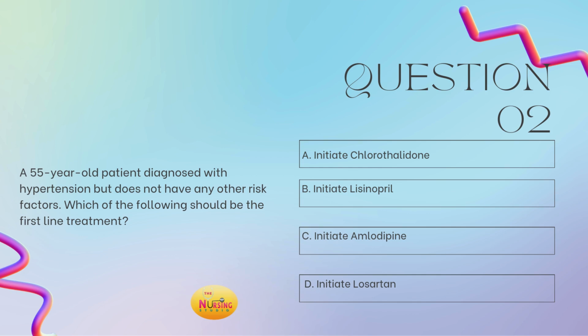So here the stem of the question states, which of the following should be the first line treatment? So again, if they're asking you for treatment, you want to run it back and look for if they have provided you with a diagnosis. And if they have not, you want to run it back a step further and look for those assessment findings, right? So here they're telling us that the patient has been diagnosed with hypertension, but this patient does not have any other risk factors, right? So what you want to think of is, what is the first line therapy for hypertension? So that's all this question is saying.